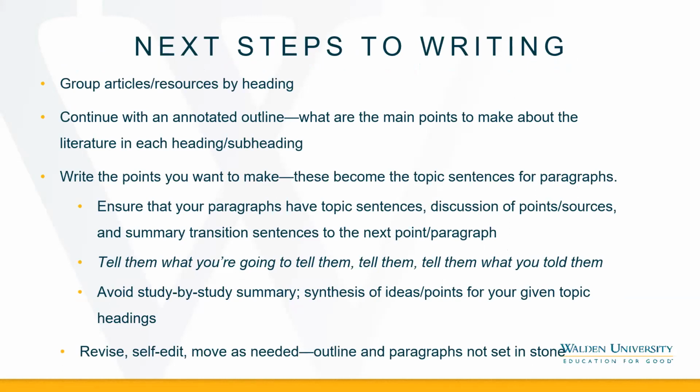The annotated outline: write the points you want to make. So again, they don't need to be published, but just jotting down something about the points that you want to make. Ensure your paragraphs have topic sentences. If you can't write a topic sentence for your paragraph, eventually there's some work to do on that paragraph. It may need to be combined with another one. You may need to be clearer about your thinking on a particular point.